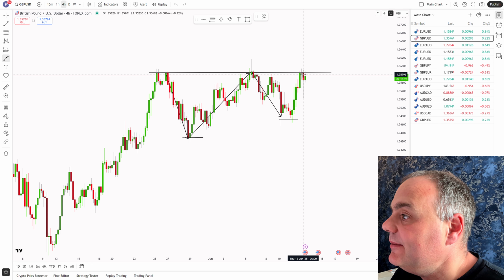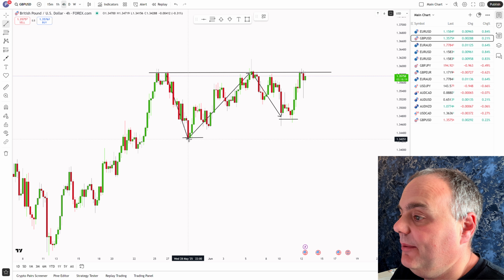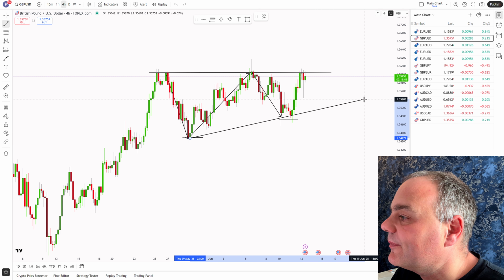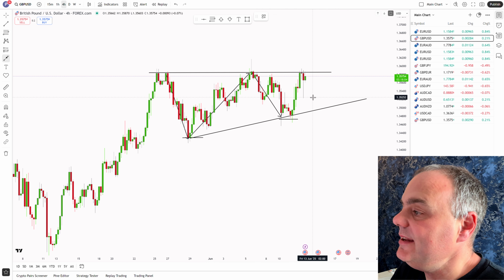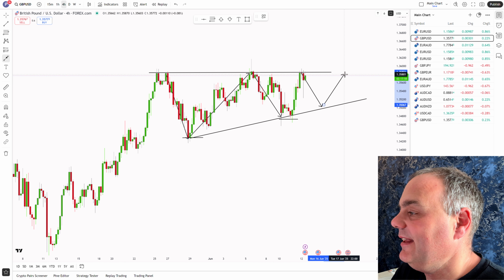What we might see, if it was going to be a textbook triangle pattern, let's touch here from close to close. So what we may see, if it's going to be textbook, is probably some movement like that, and then it may break through after that.